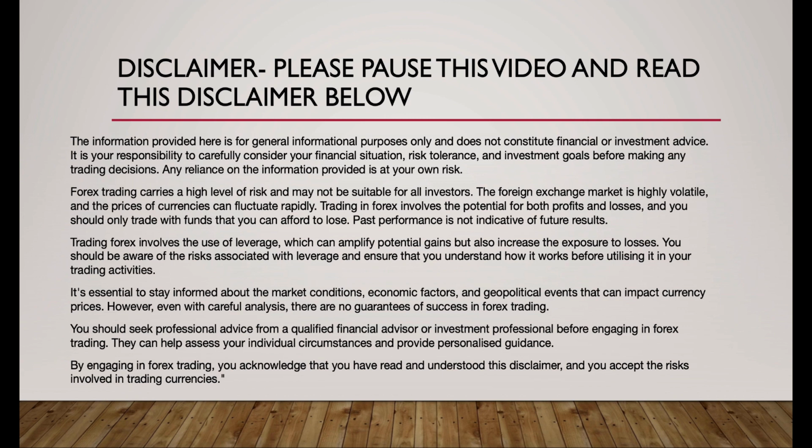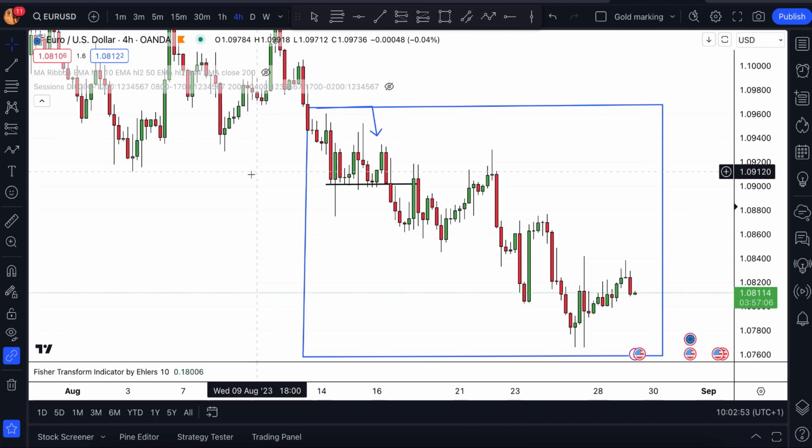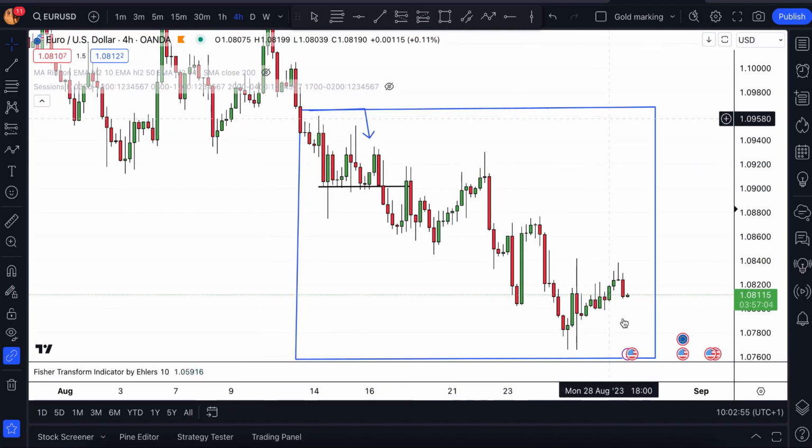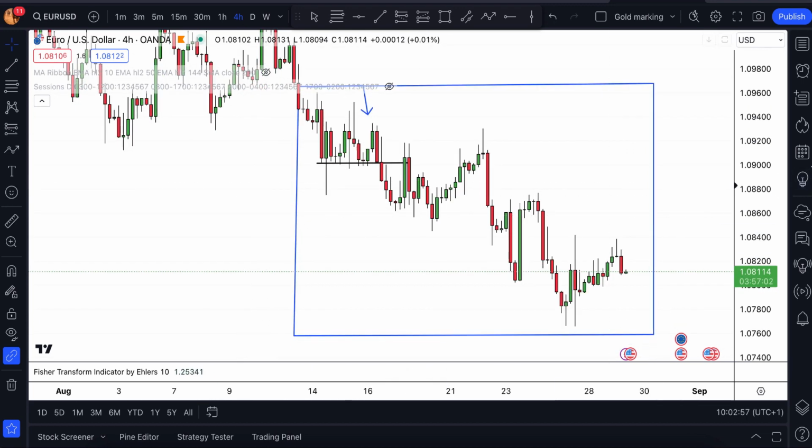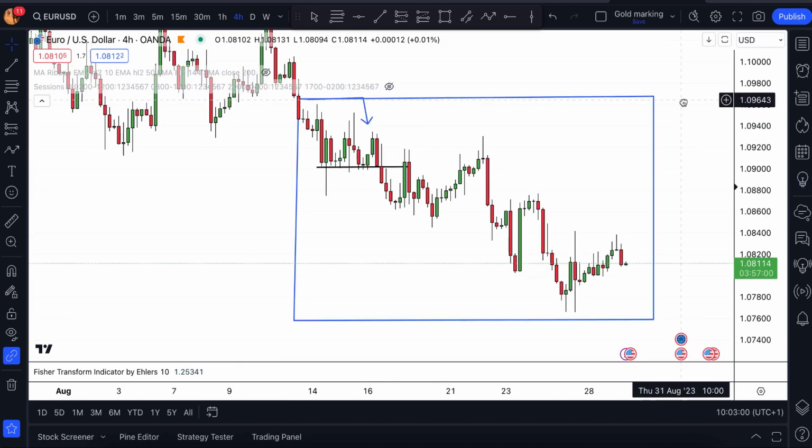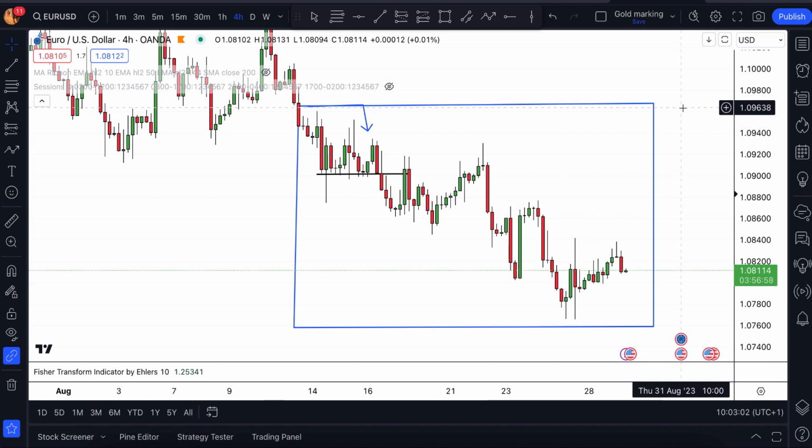Okay guys, I'm hoping that you guys have read the disclaimer, so let's get started. So this is the particular trade. I've put a box around it just to make you guys aware of the trade, and also show you my analysis and why I took this trade. Again, I'll be breaking it down as well.